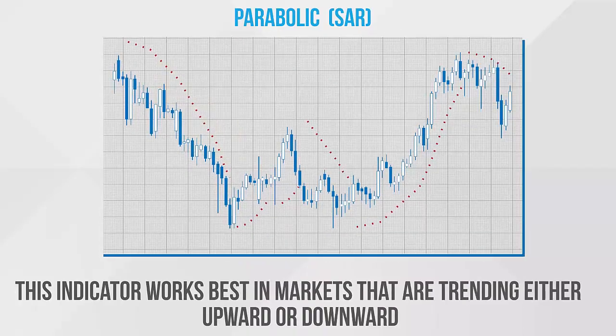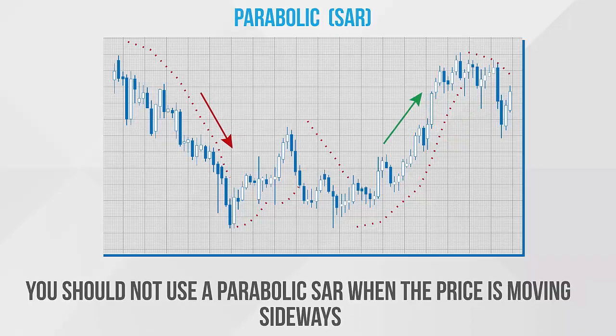This indicator works best in markets that are trending either upward or downward. You should not use a parabolic SAR when the price is moving sideways.